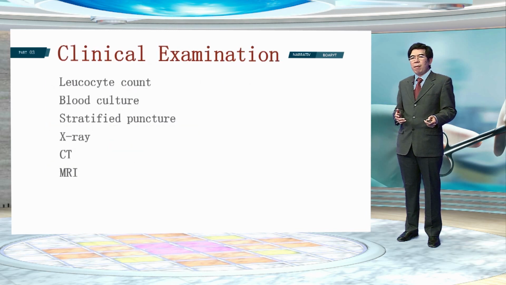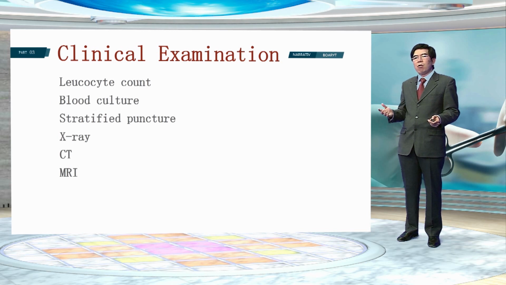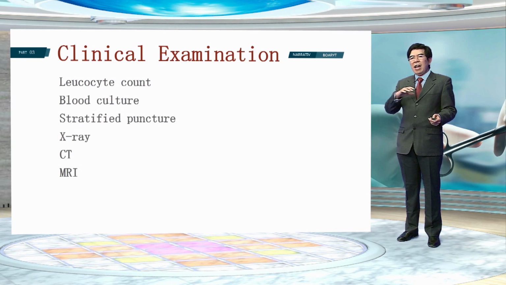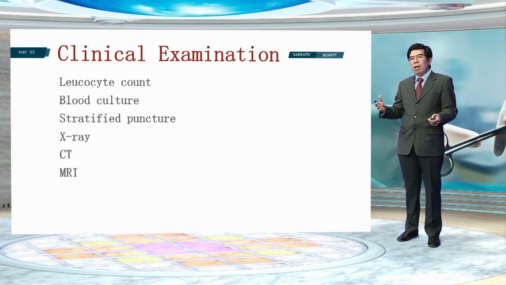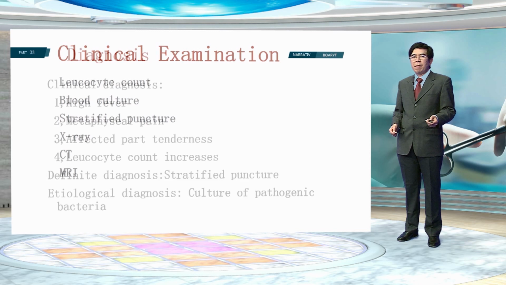The clinical examination. First is leukocyte count increase. Then is the blood culture. We can culture the bacteria. And the most important is the third, that means stratified puncture. We can also rely on the image such as X-ray, CT, and MRI.